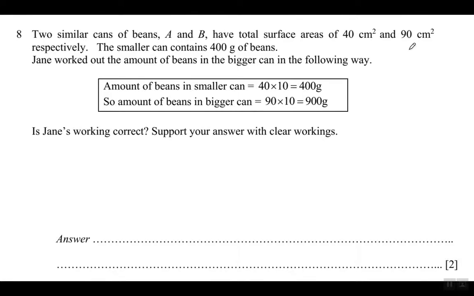Two similar cans have total surface areas of 40 and 90 respectively. The smaller can, they are similar, meaning same shape, contains 400 grams of beans. Look at the amount of beans in the bigger can in the following way. The amount of beans in the smaller can is 40 times 10, which is 400. So the amount of beans in the bigger can goes.